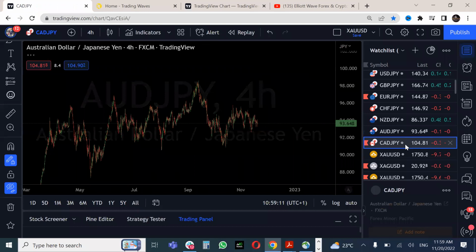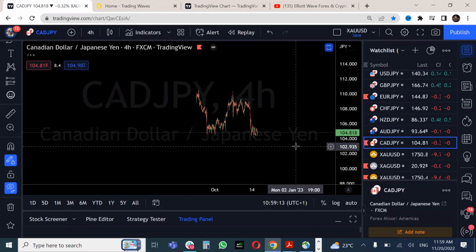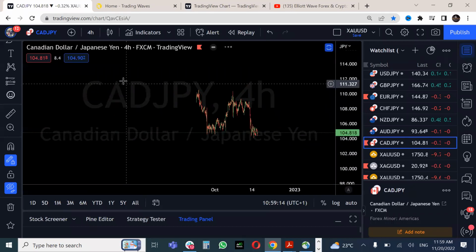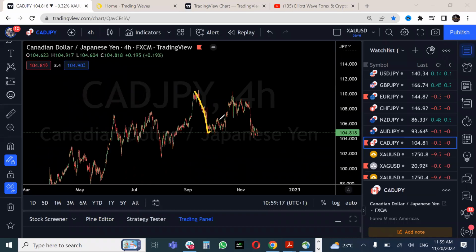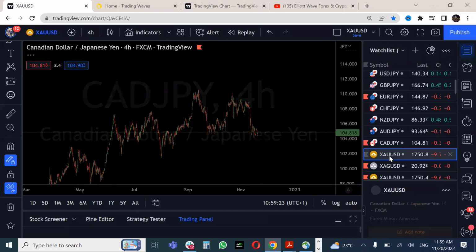CAD yen, let's have a look at CAD yen. So CAD yen is showing continuation to the downside, not showing any sign of reversal. Could be playing out this move here, 1, 2, 3, maybe a slight move to the downside before we see a reversal on CAD yen. Let's keep an eye on that one.